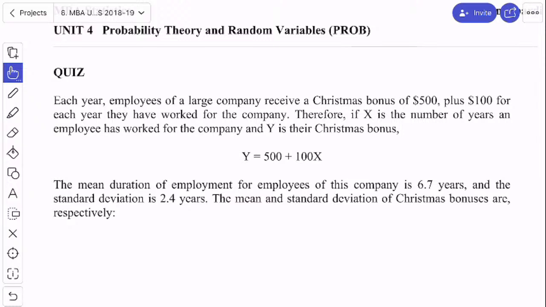I don't know, this looks blurry to me. Hold on a second. See if I can fix this. I don't know why the feed looks so blurry.